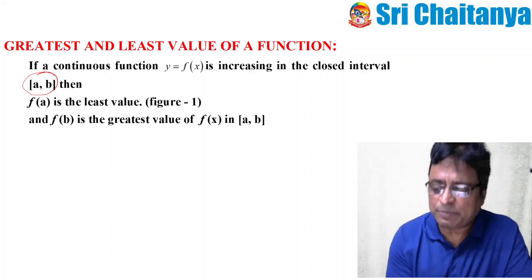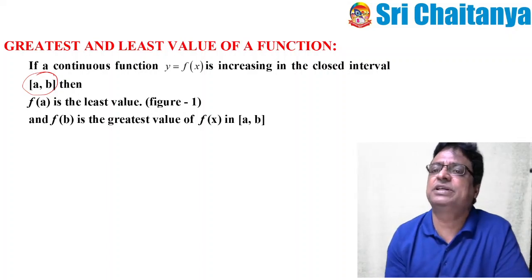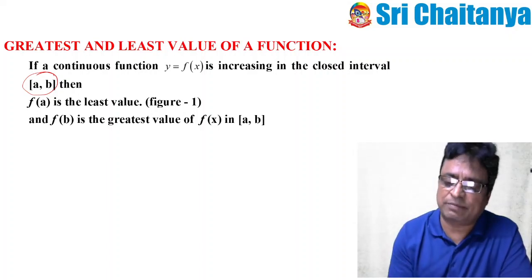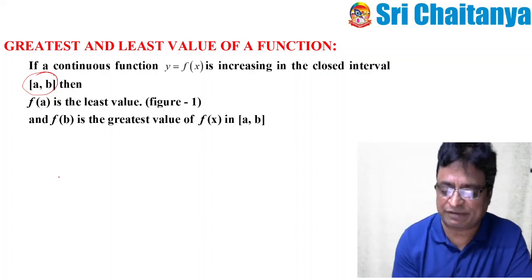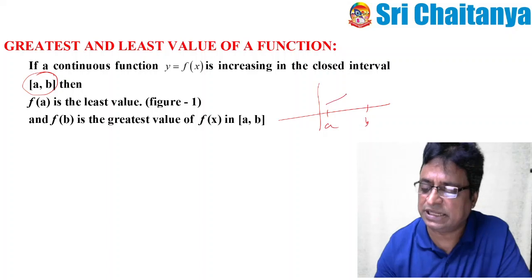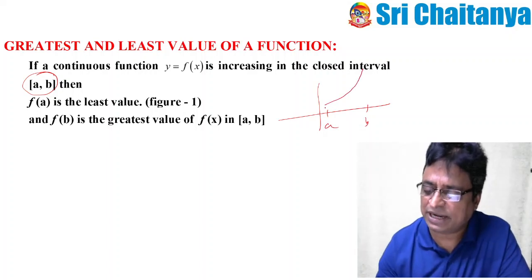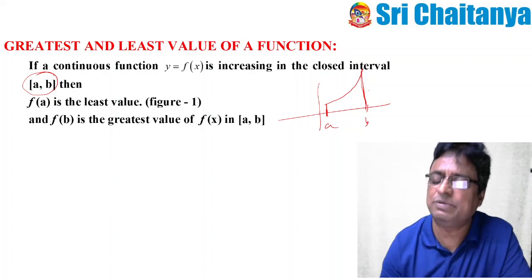So how can we find the greatest and least values of a function in a closed interval? First, suppose your function is increasing in the closed interval [a, b]. Then what happens? This value is f of a, and this value is f of b, and this value becomes the minimum value and this value becomes the maximum value.